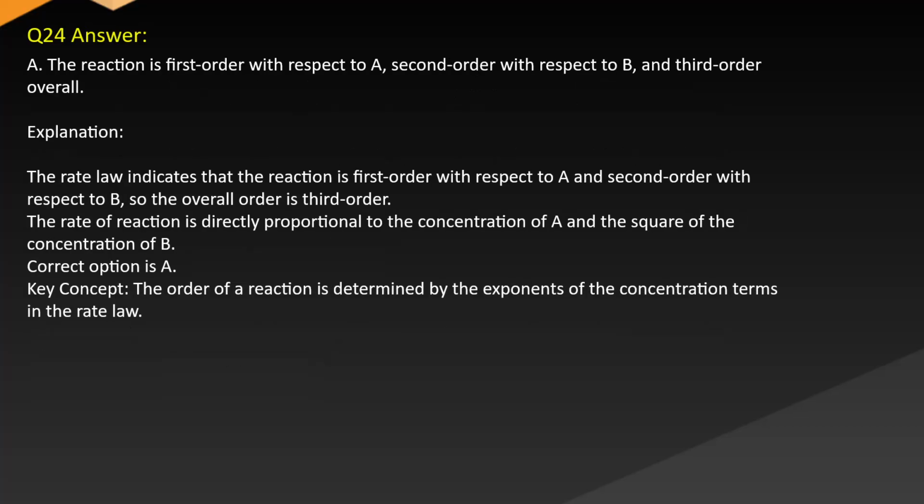Answer A. The reaction is first order with respect to A, second order with respect to B, and third order overall. Explanation. The rate law indicates that the reaction is first order with respect to A and second order with respect to B, so the overall order is third order. The rate of reaction is directly proportional to the concentration of A and the square of the concentration of B. Correct option is A. Key concept. The order of a reaction is determined by the exponents of the concentration terms in the rate law.